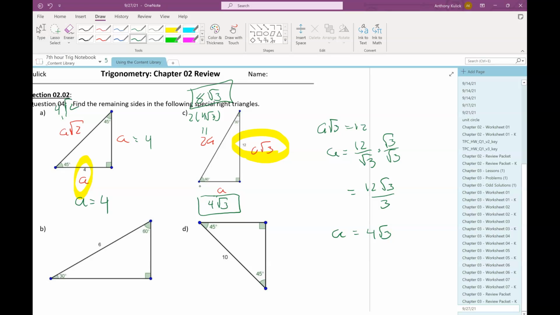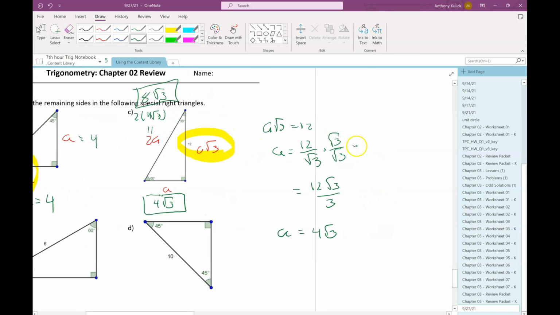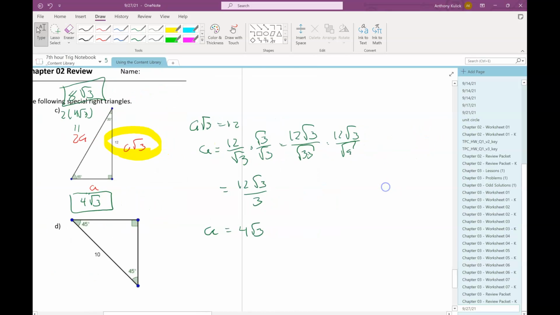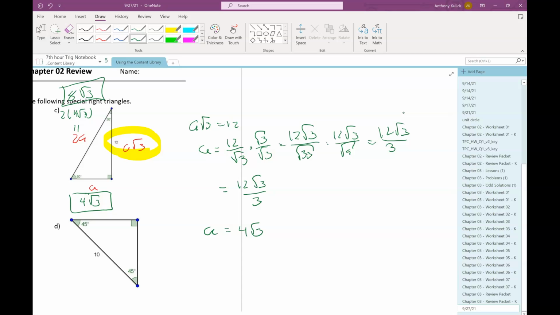How does multiplying the bottom by root 3 still leave you with 3 in the denominator and not 1? Sure. So root 3 times root 3 is root 3 times 3. And root 3 times 3 is not root 9. And root 9 is just 3. Does that feel okay? Yeah. So it doesn't just disappear. It just turns into the non-radical version of the number.